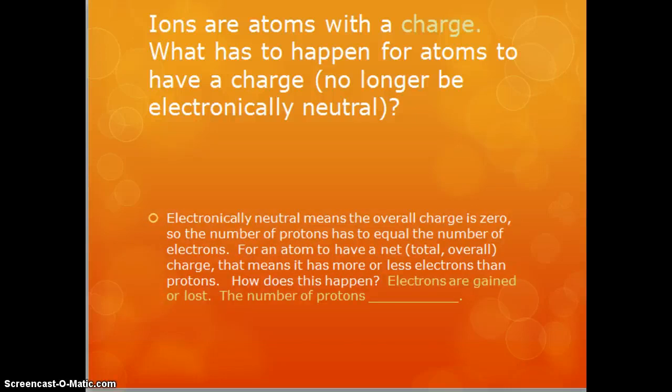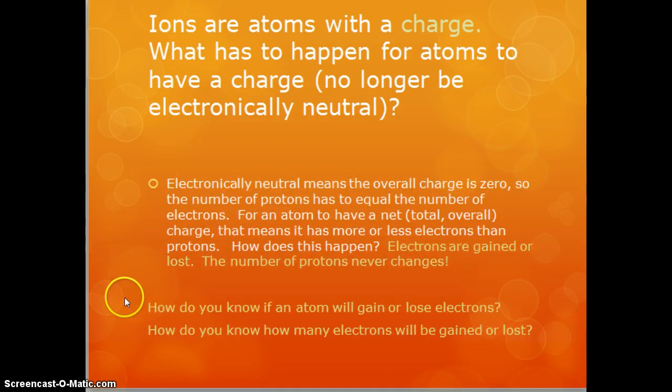The number of protons never changes until we get to nuclear chemistry, which is next semester. So for now, the number of protons never ever changes. How do you know if an atom will gain or lose electrons? How do you know how many electrons will be gained or how many electrons will be lost? Very, very, very important for the next 4 chapters to know the answers to these 2 questions.